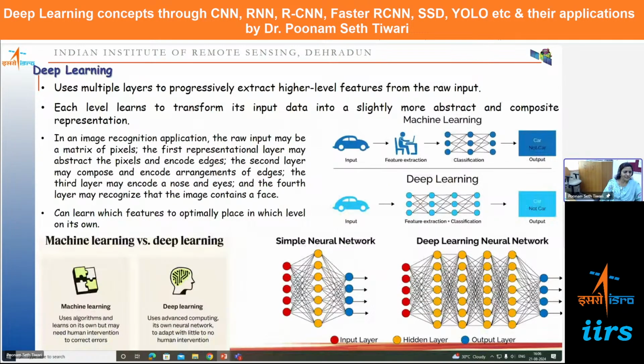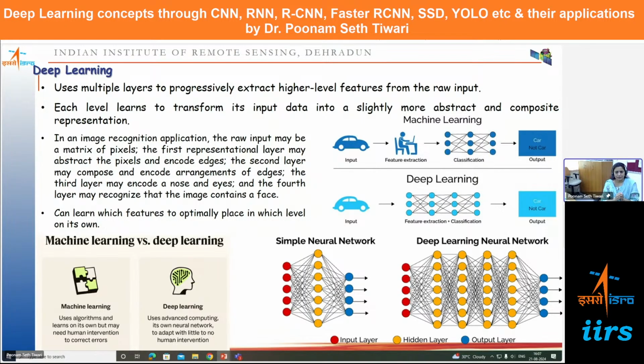As you have seen, in machine learning we were using algorithms which were learning on their own, but sometimes they needed human intervention also. Deep learning is a subset of machine learning. In deep learning, we have multiple layers of processes, and these layers progressively extract higher level features from the raw input image.